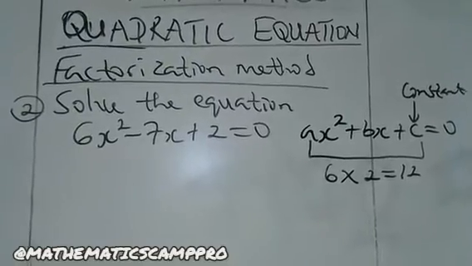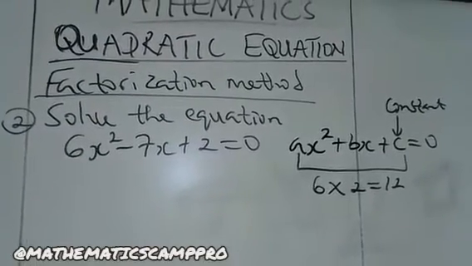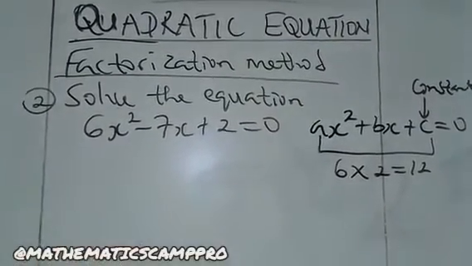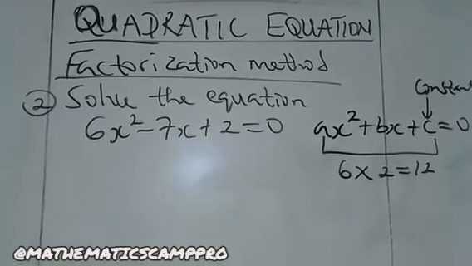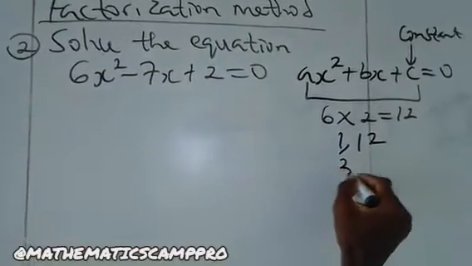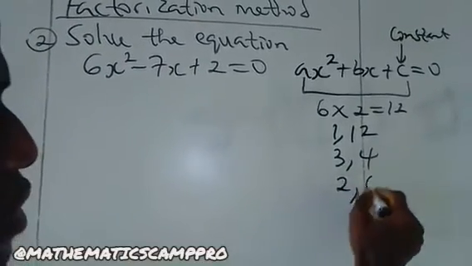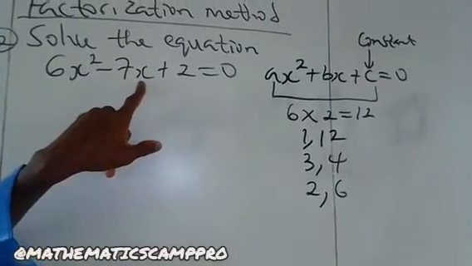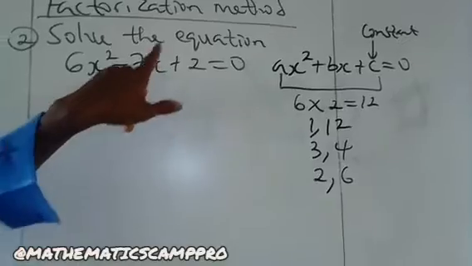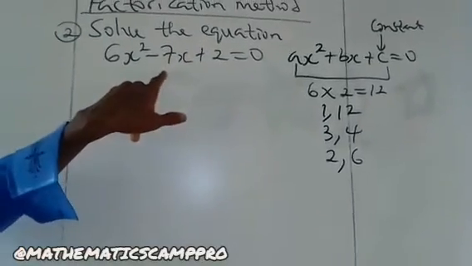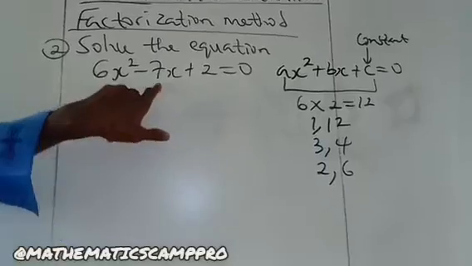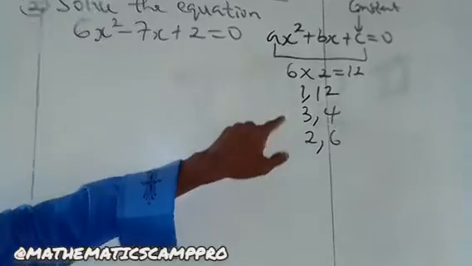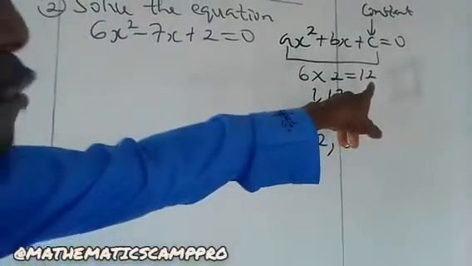Now what are the factors of 12 that when I add or subtract them, I'm going to have minus 7? Viewers at home, what are the factors of 12? We have 1, 12. We have 3, 4. We have 2, 6. And looking at what is attached to this x with the power 1, it is minus 7. You will be very conscious of which factors of 12 I'm going to pick. When I multiply them, I must have 12.